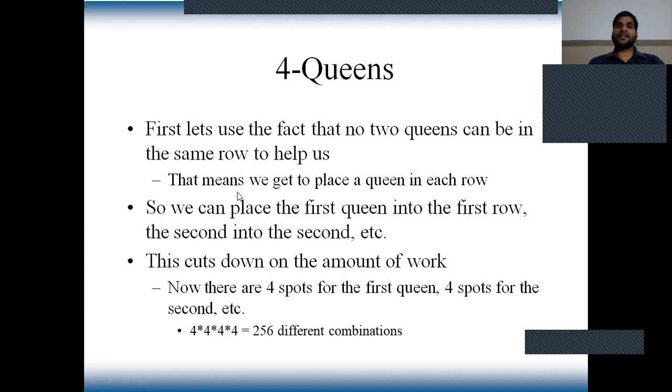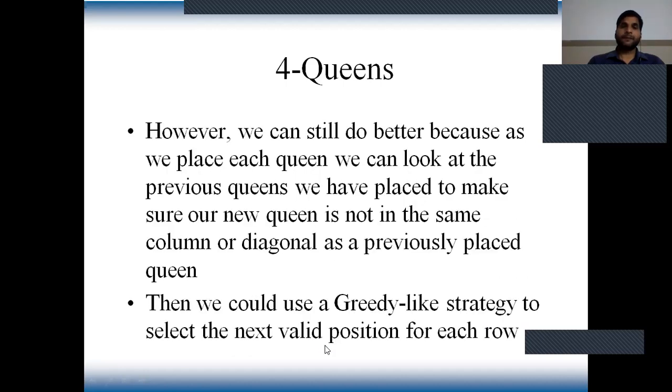So first, let us use the fact that no two queens can be in the same row to help us. That means we place one queen in each row. So we can place the first queen in the first row, the second in the second, etc. This cuts down on the amount of work. Now there are 4 spots for the first queen, 4 spots for the second, etc. So 4 into 4 into 4 into 4 equals 256 different combinations.